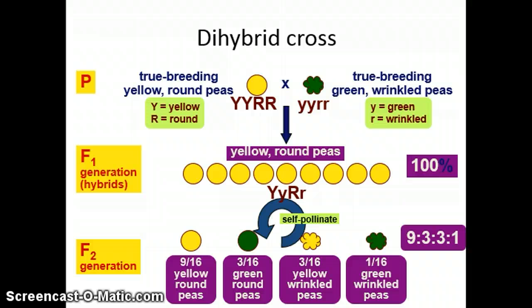This is an example of a dihybrid cross, and in this case we have true breeding. Again, the parent generation is always true breeding, which means homozygous for the dominant traits versus homozygous for the recessive traits. With two characters, one parent is yellow and round. Color is one character and the shape of the peas is the other. The recessive traits are green and wrinkled.